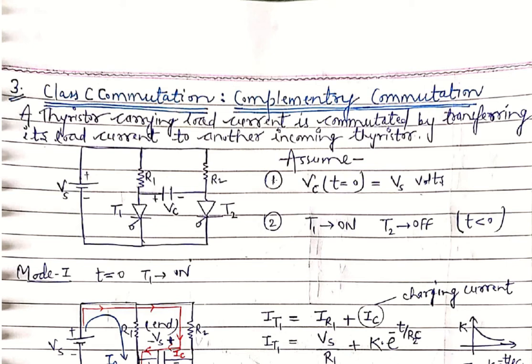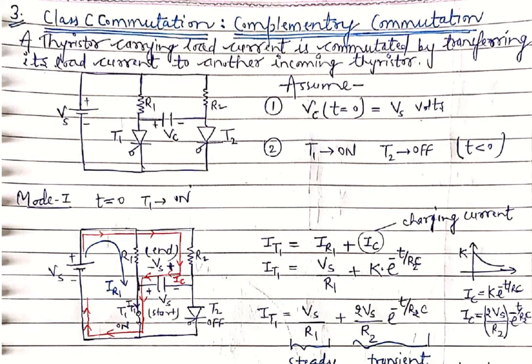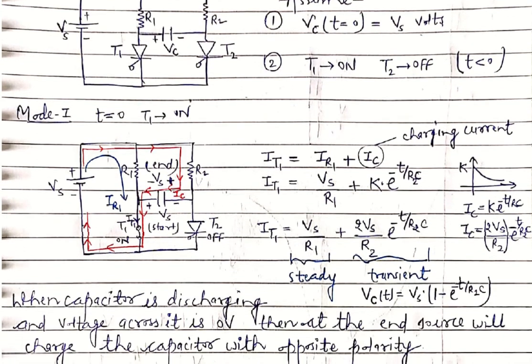So also here two assumptions we have to make. The first one is that VC at t equals 0 is equal to VS, meaning at the start VC has a voltage of VS volts, and T1 will be on and T2 will be off at t less than 0, that is t equals 0 minus. So in the first mode, at t equals 0, thyristor T1 will be on. As thyristor T1 is on, it is short circuited here, and thyristor T2 will be in off condition.